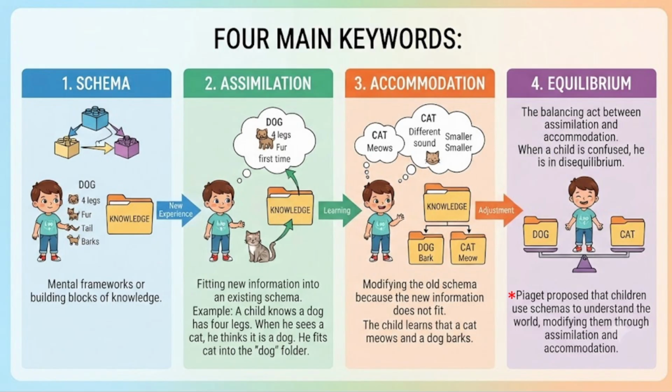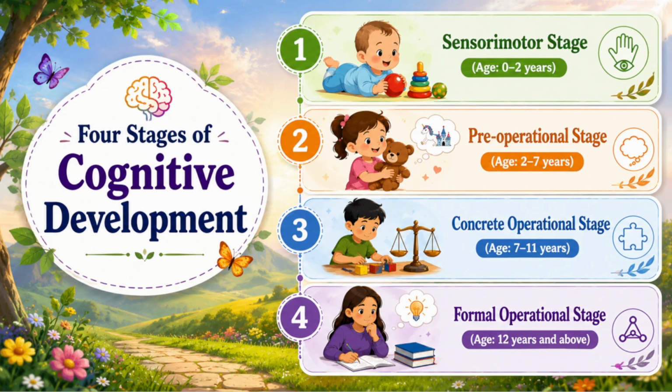The next is equilibrium. It is the balancing act between assimilation and accommodation. When a child is confused, he is in disequilibrium. So Piaget proposed that children use schemas to understand the world, modifying them through assimilation and accommodation. The four stages of cognitive development are sensorimotor stage, pre-operational stage, concrete operational stage, and formal operational stage.